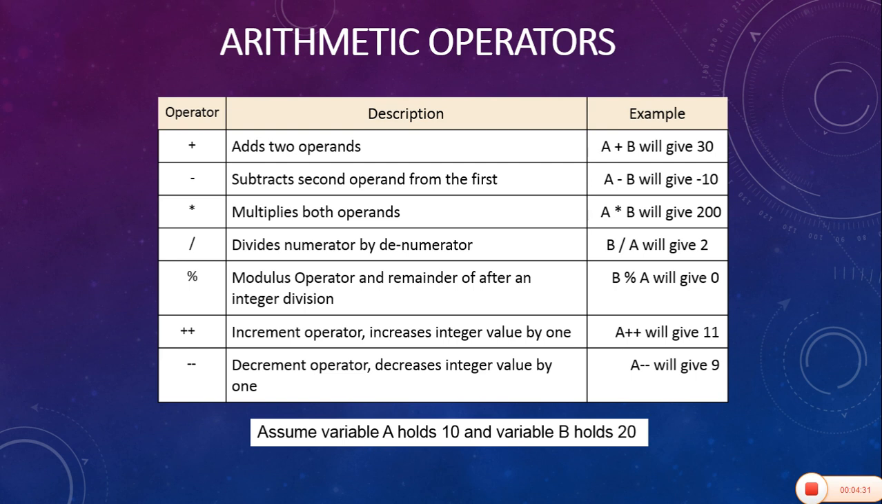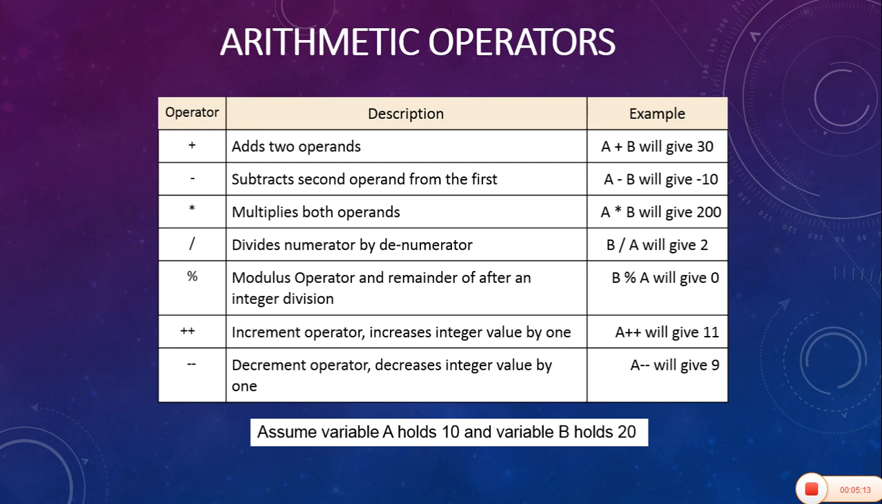The next operator, the double plus sign, is for increment. If you use it with any variable like this, it will give you the answer by adding 1 to that value. And similarly, the decrement operator, if used with any variable, will give you the answer after subtracting 1 from its earlier stored value.